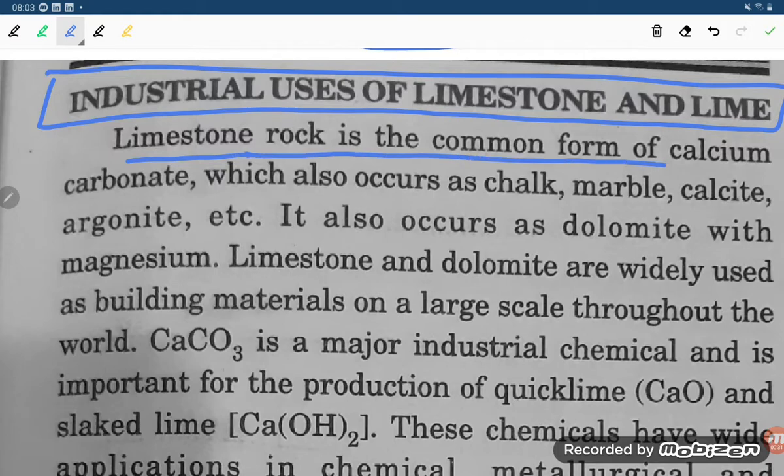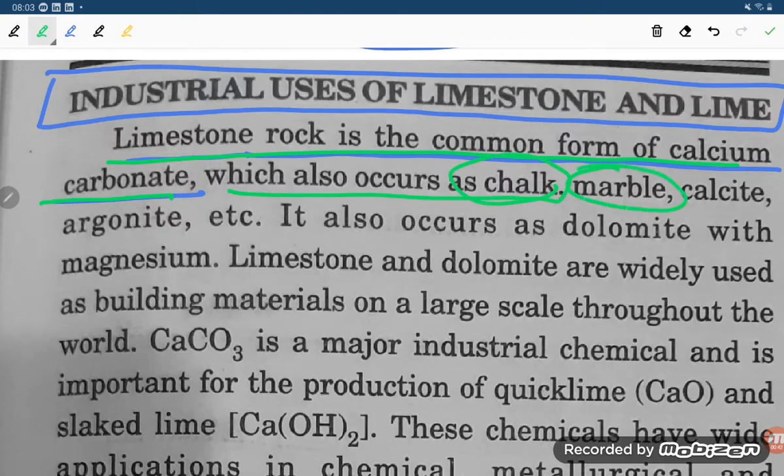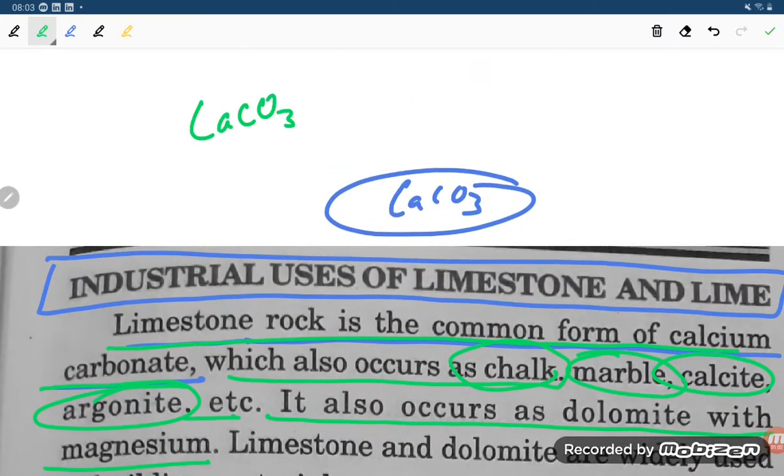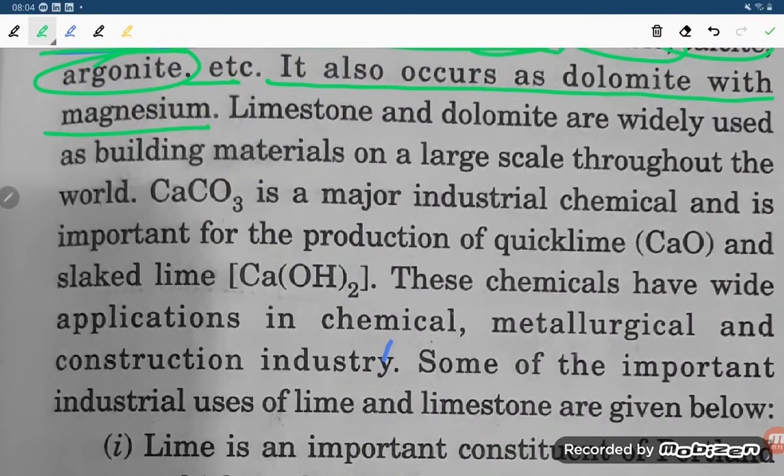Limestone rock is the common form of calcium carbonate, which also occurs as chalk, marble, calcite, aragonite, etc. It also occurs as dolomite with magnesium. So what is the dolomite formula, student? CaCO3·MgCO3. So both the components, calcium and magnesium, are there in the dolomite.